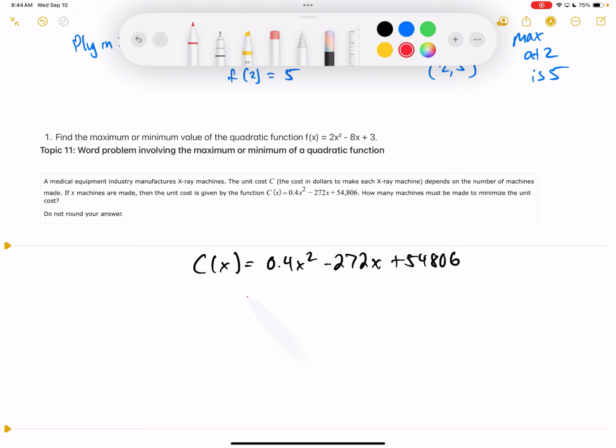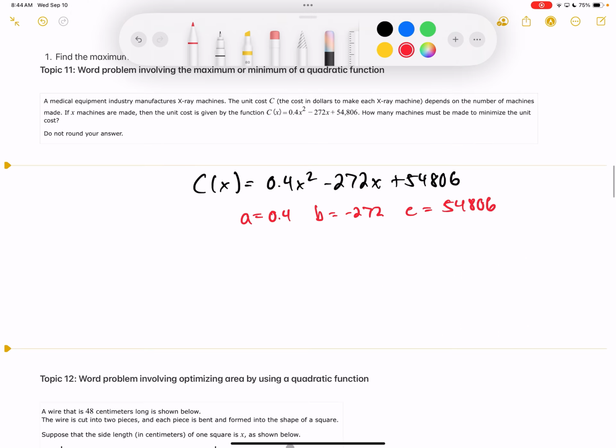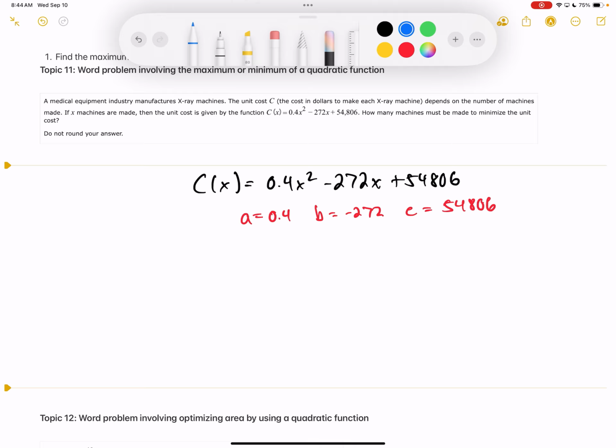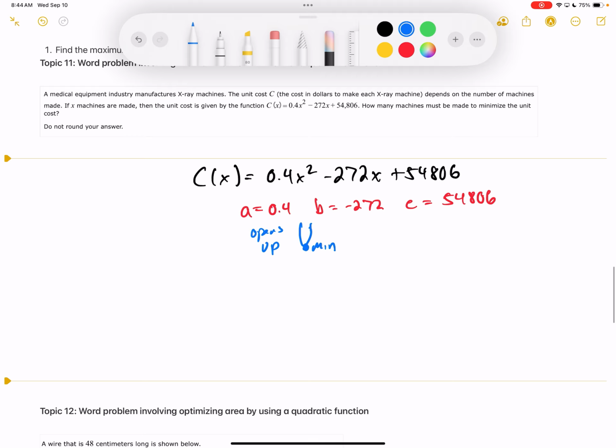All right, so write down what our A is. Our A is 0.4. Our B is -272. Our C is 54806. Okay. It says minimize, so we know we're finding the minimum, but we can go ahead and check. This opens up, which creates a minimum number. So now we go to our vertex formula: opposite of B over 2A, and then we plug it in to find the y. The opposite of B, B is negative 272, so we make it positive, and then 2 times A.